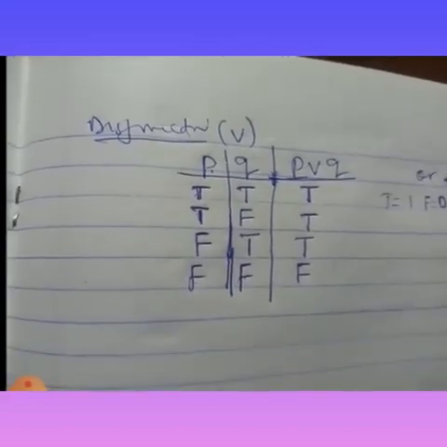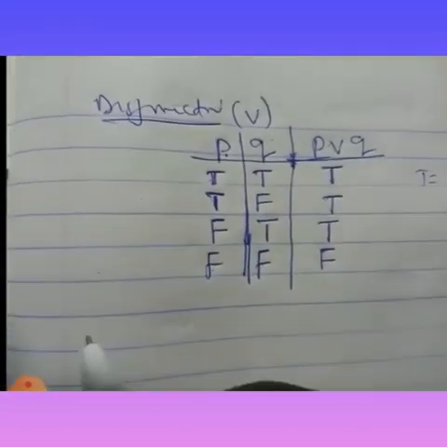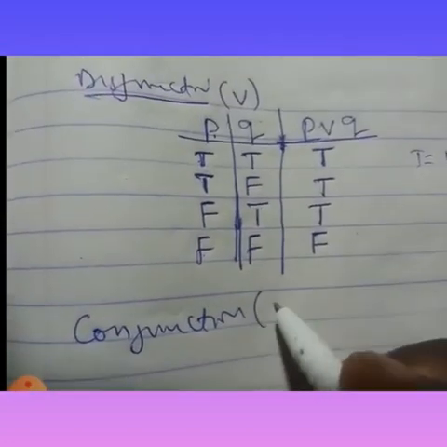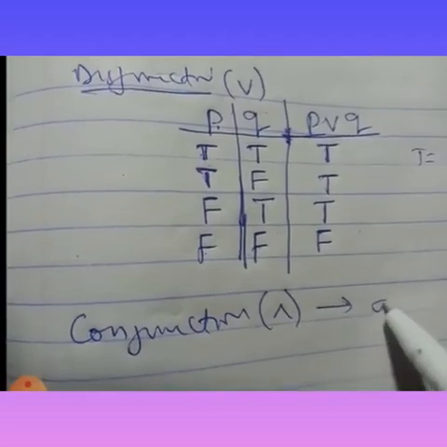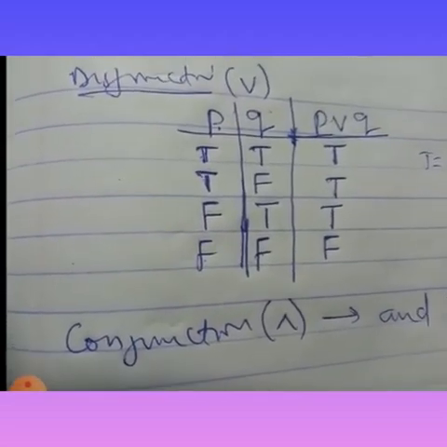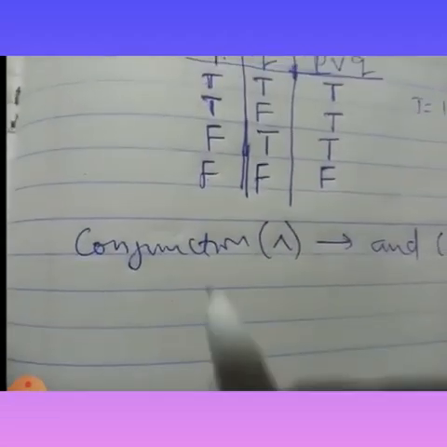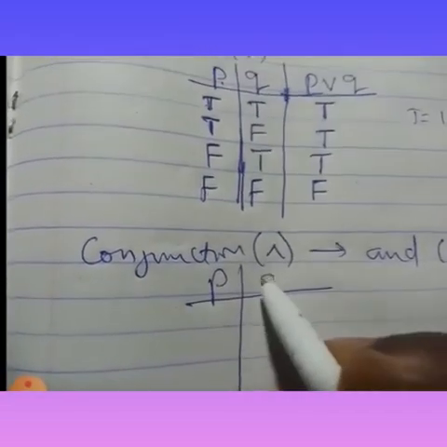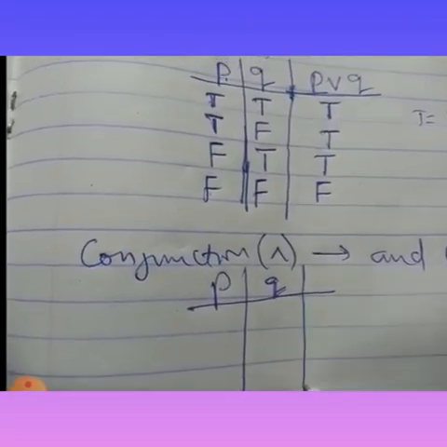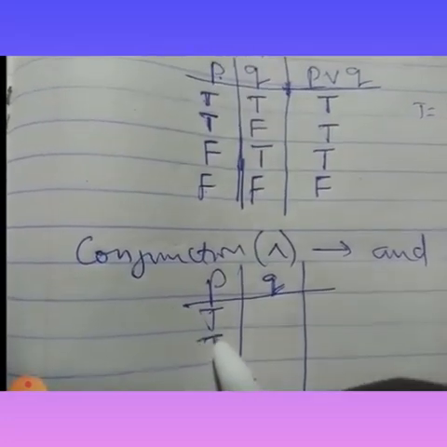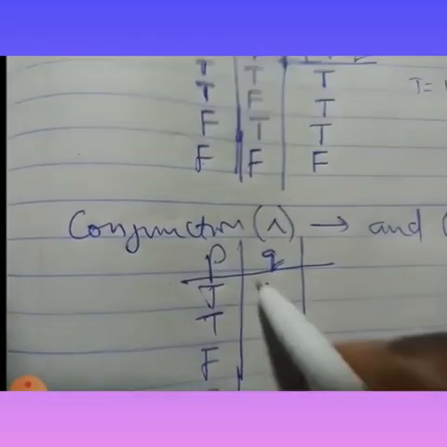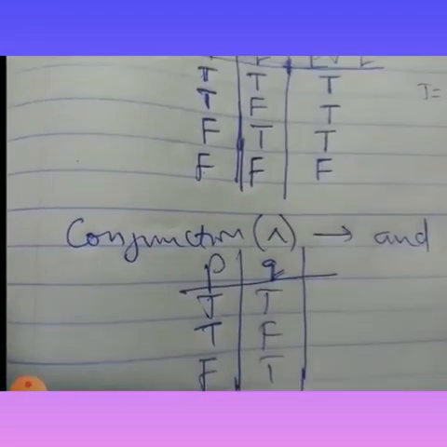That is for disjunction. Now the next one is conjunction. Conjunction, that is and. I call it multiplication. And. So the truth table, of course, we still have two statements, P and Q. So it will be true, true, false, false. This will be true, false, true, false.